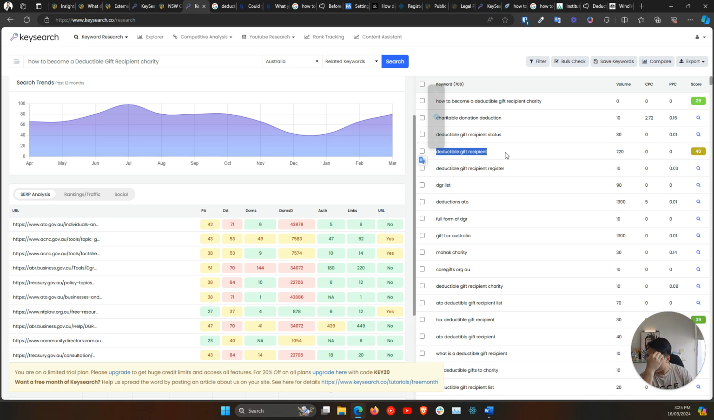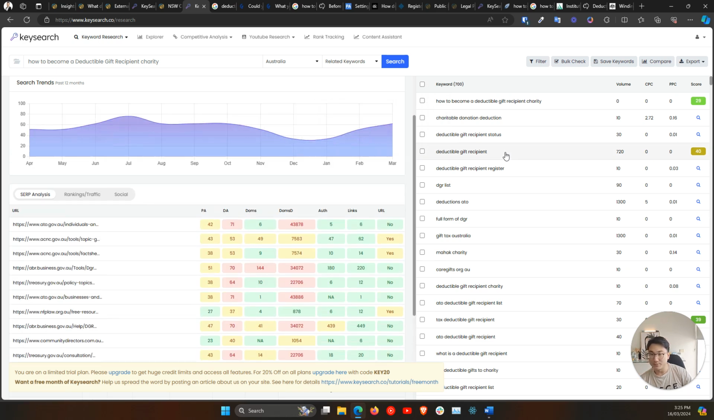If you've not already noticed, I like to target specific questions, so it's easier for me to write a topic about the specific question. But because this search volume is very high, 720 a month, I'd rather target this keyword instead. And because it's broad, I need to have articles. I can't just write an article on deductible gift recipients. It's not really answering a question, right?